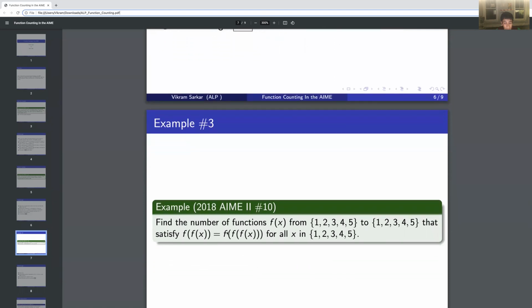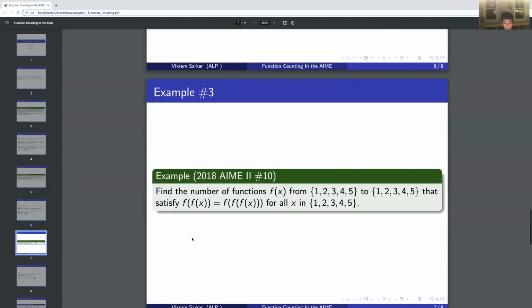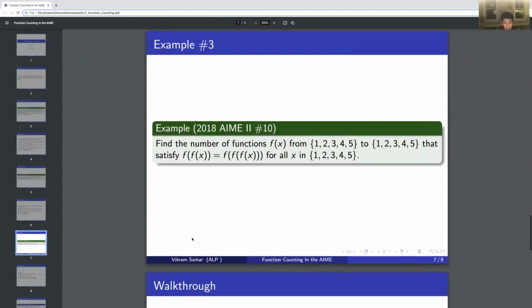Find the number of functions f of x from 1, 2, 3, 4, 5 to 1, 2, 3, 4, 5 that satisfy f of f of x is f of x for all x in 1, 2, 3, 4, 5. So, as always, we draw it out. The drawing might be a little more messy because there's 3 iterations of f. But yeah, 1, 2, 3, 4, 5. It's also nice because 5 is a small number, so you don't have to draw 1, 2, 3, 4, 5, 6, 7, 8, stuff like that.